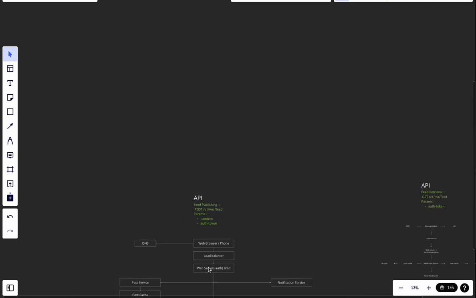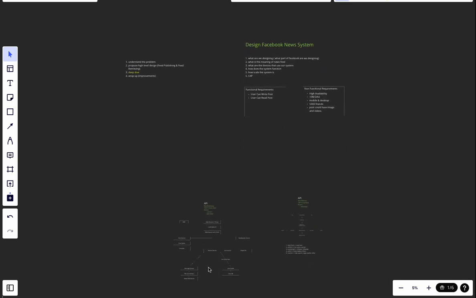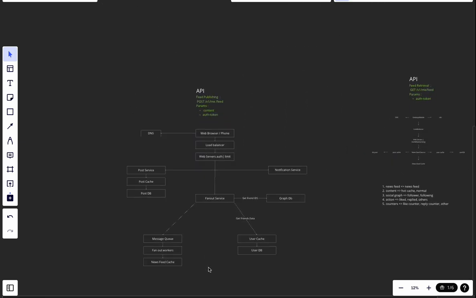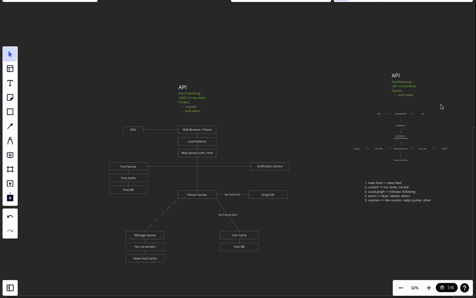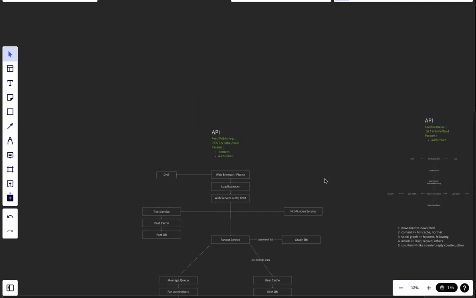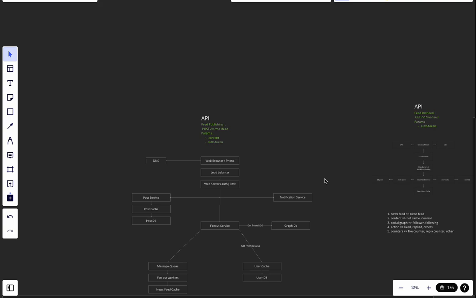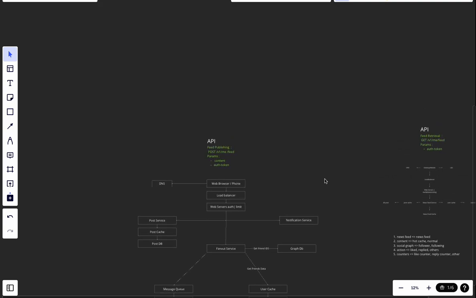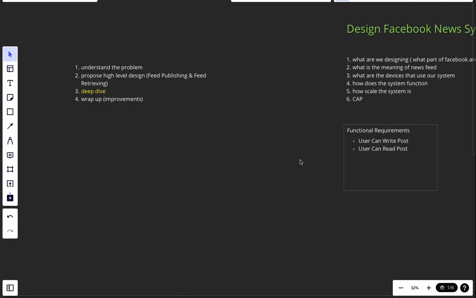And after that, we go to the deep dive design. In the deep dive design, your interviewer will ask you to go deep into specific components. Specifically, for example, we have feed publishing, so we deep dive into the fan out. In the feed retrieval, we deep dive into the cache, how the cache layer works. So your interviewer asks you to deep dive into a specific component. The last thing is the wrap up, and this is what I'm going to do.